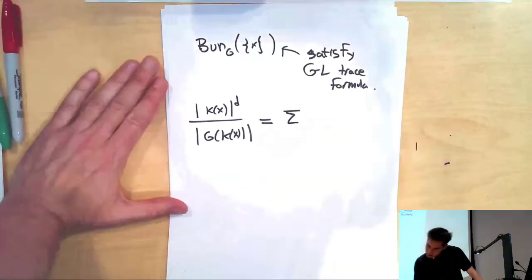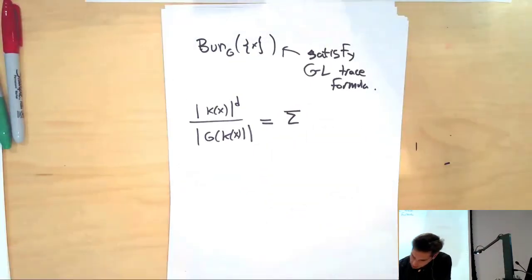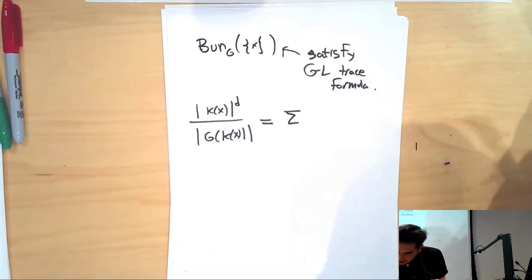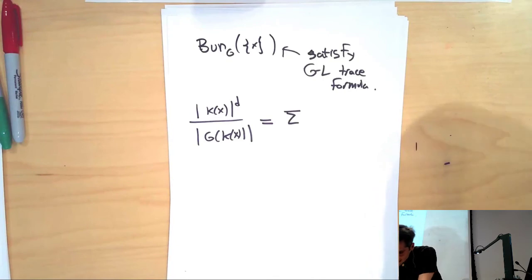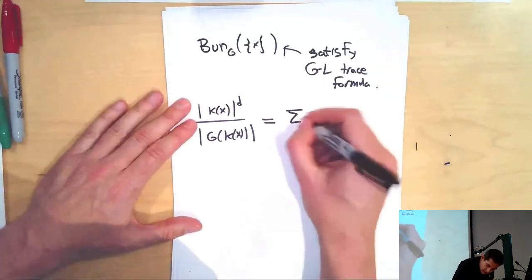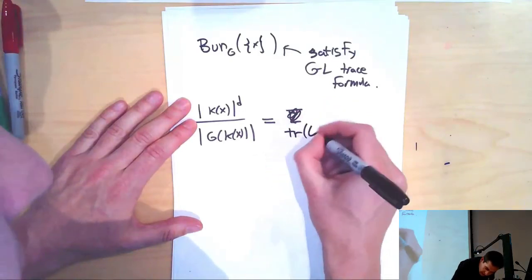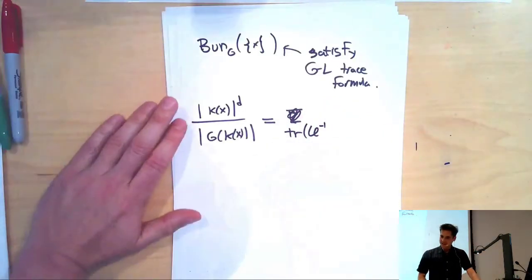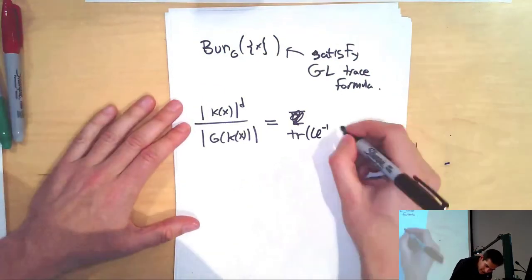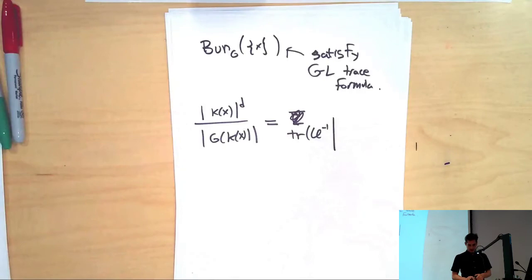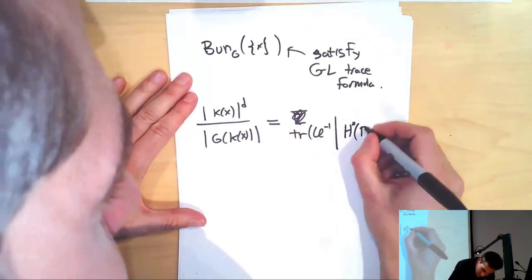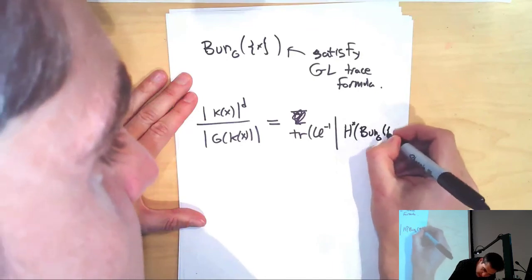That's equal to, oh, sorry, I wrote this wrong. I think I wrote that wrong everywhere. This should be equal to the trace. This should be equal to the trace of Frobenius on the L-adic cohomology of this, let's say, Bun_G of little x.